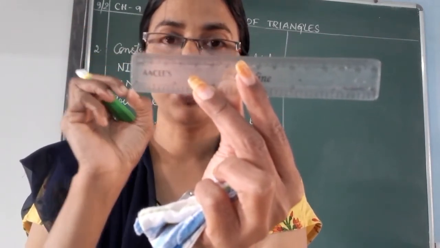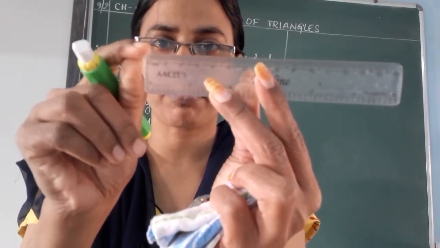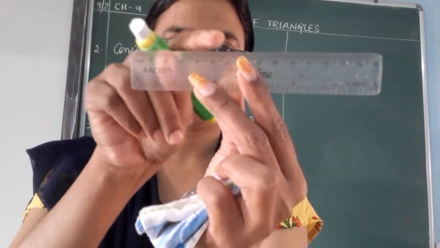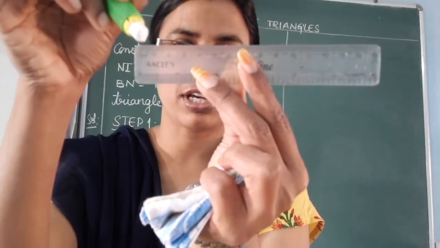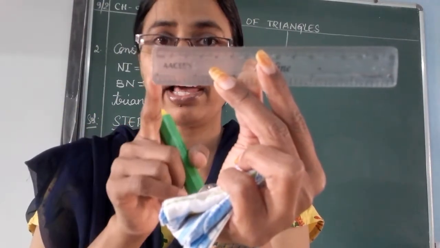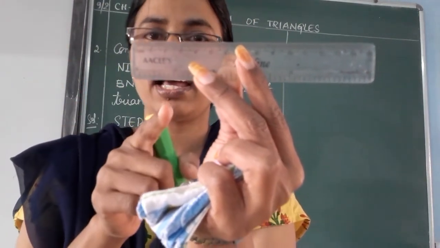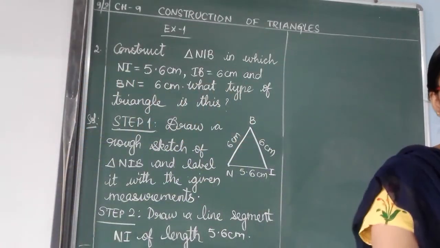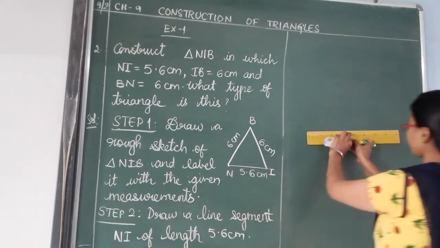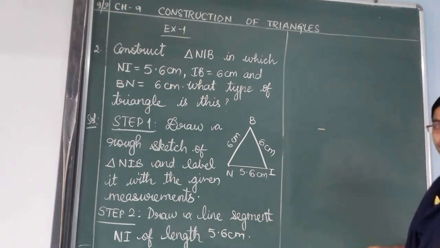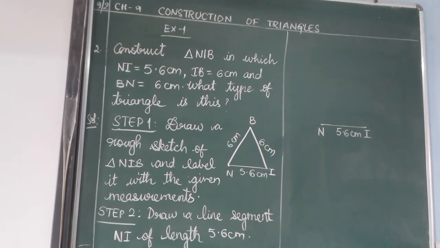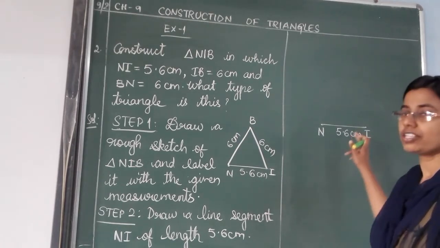First mark the points. Because you are drawing the line segment, first mark the point. Here a point, and after 5.5 this is 5.6. Mark a point here. After marking the points, join the two points by drawing a line. Okay? So after you draw the line, here you have 5.6. So the first thing we have done is we have drawn NI, which is 5.6 centimeters.